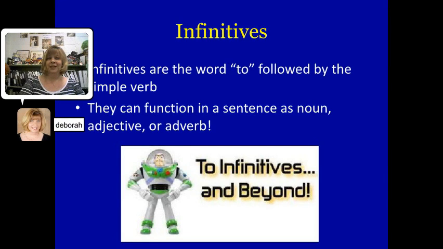Now that you have some basic understanding from previous sessions of what nouns, pronouns, adjectives, and verbs are, it's time to take a look at something known as the infinitive. Like gerunds and participles, an infinitive is a form of a verb that's doing a different job in the sentence. Infinitives are the word to followed by the simple verb. In sentences, they can do the job of a noun, naming something, as an adjective describing some noun, or as an adverb describing the way something happened. And we'll show you a few examples in these upcoming slides.